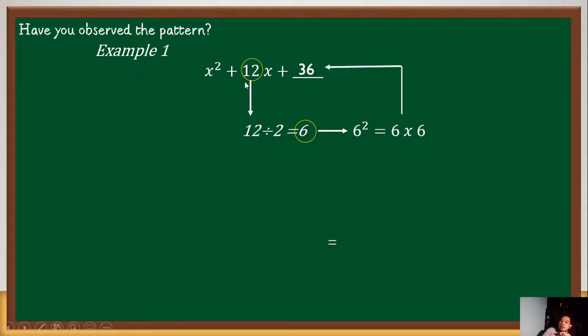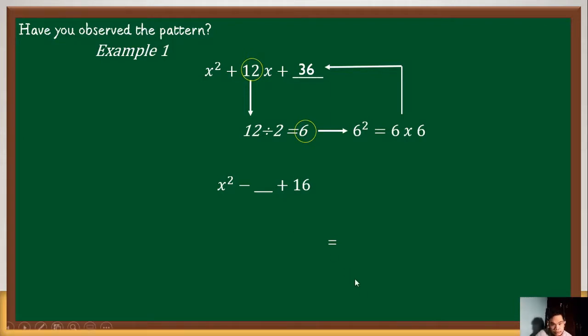So again, kunin ang kalahati ng numerical coefficient ng middle term, then kunin yung square ng kalahati ng numerical coefficient ng middle term to get the third term. So again, 12 divided by 2, 6. 6 square is equal to 36. So that is the pattern. Okay? Second example, this time nawawala naman ang middle term.